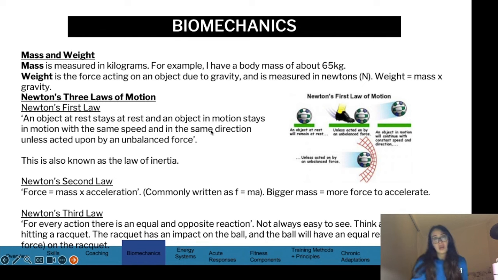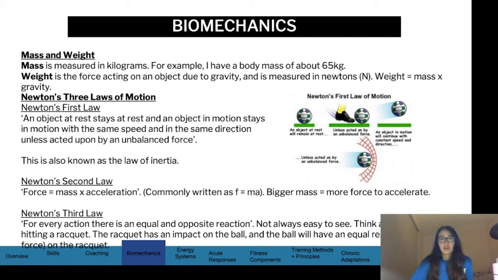This is also known as the law of inertia, but be aware that you can't just write the law of inertia on your exam. You have to actually write an object at rest or in motion will remain at rest or in motion unless acted upon by an external unbalanced force, or whatever your preferred definition is. Maybe something that your teachers told you. So make sure that you do write out the whole thing, not just the law of inertia.